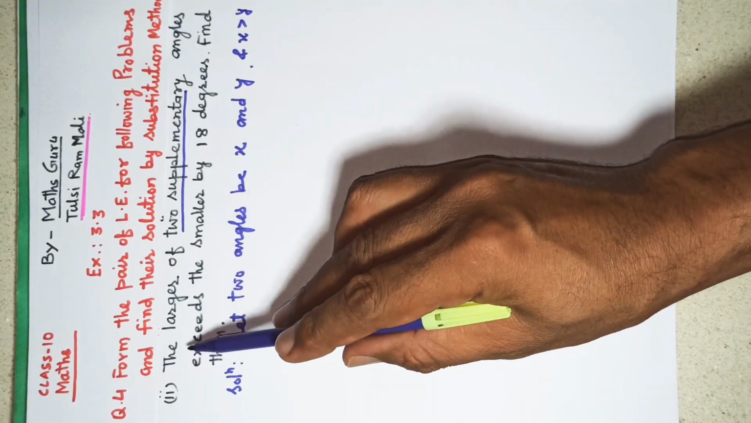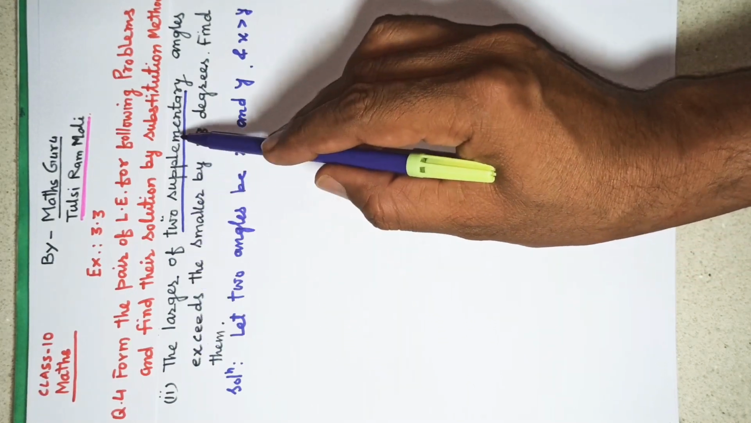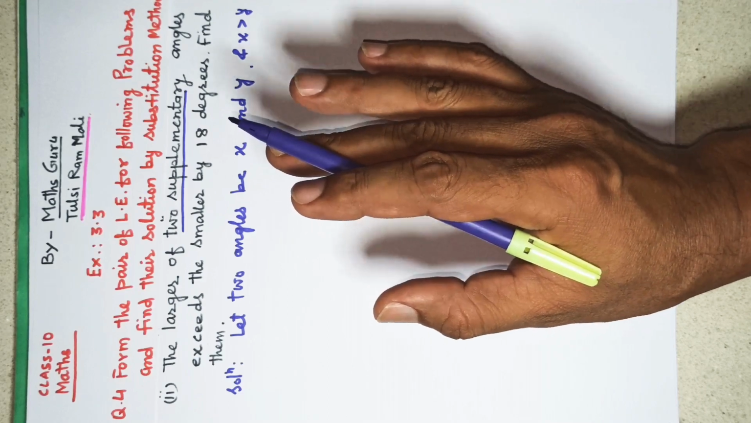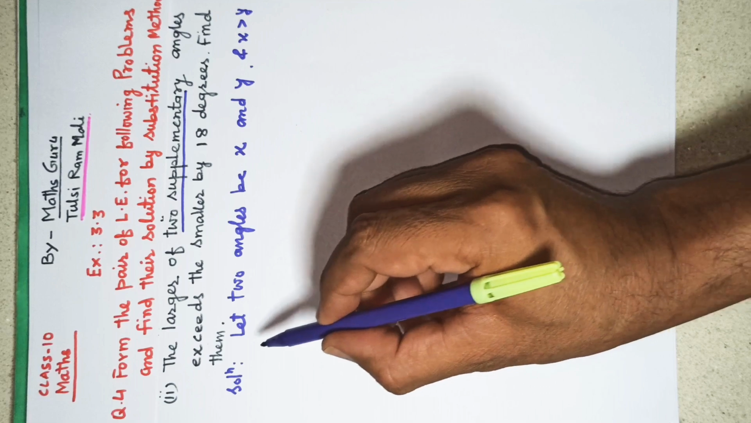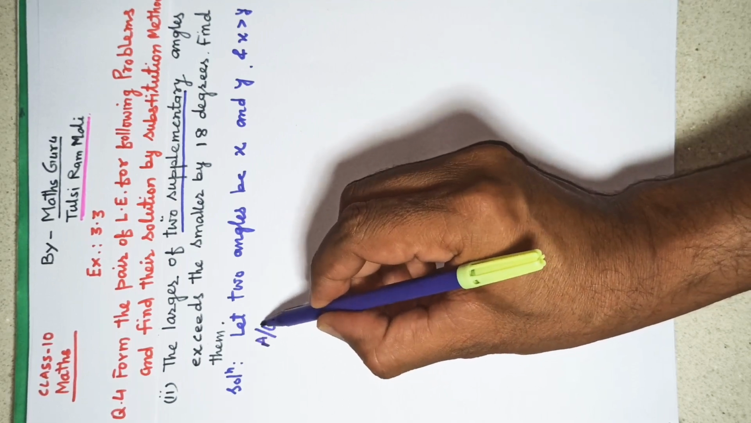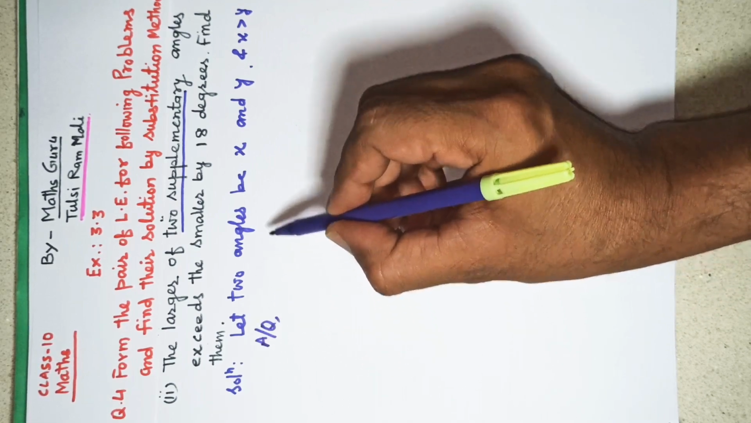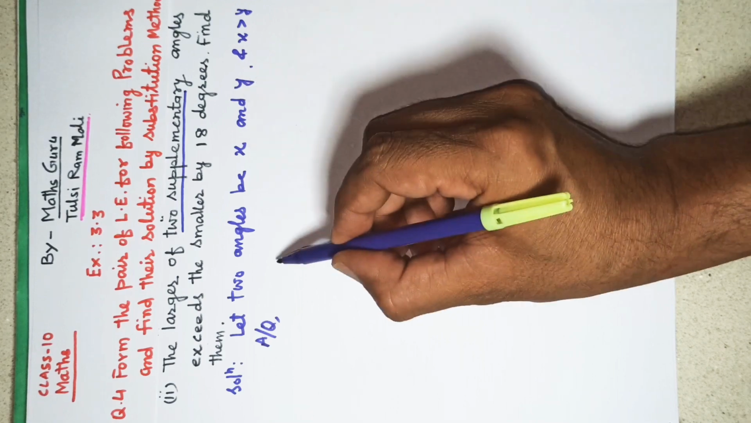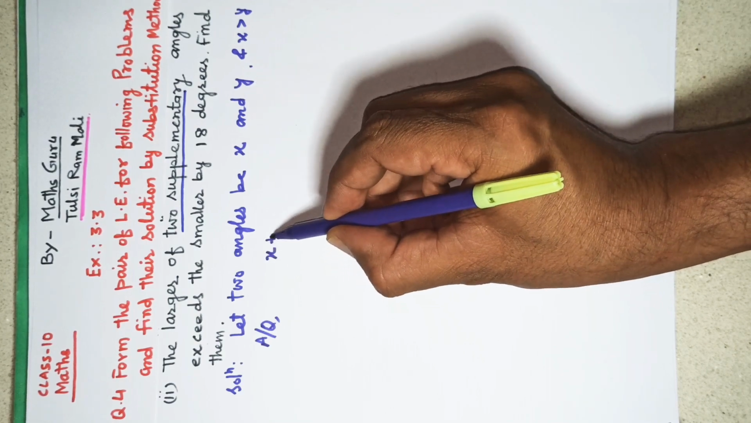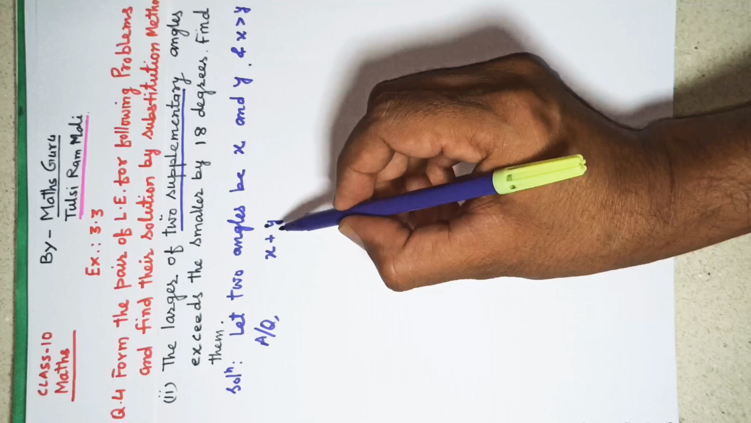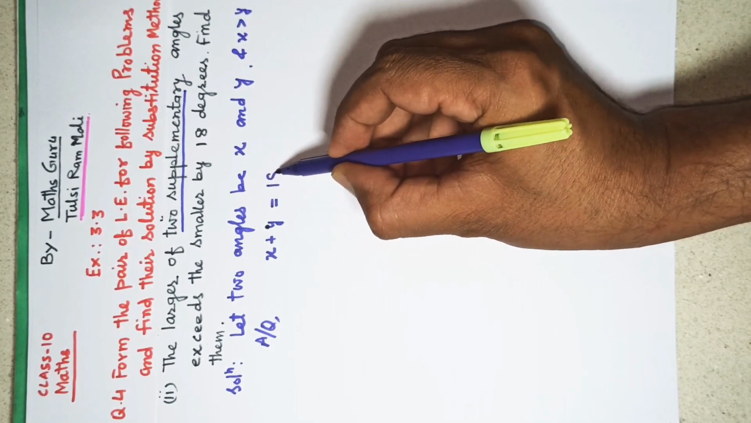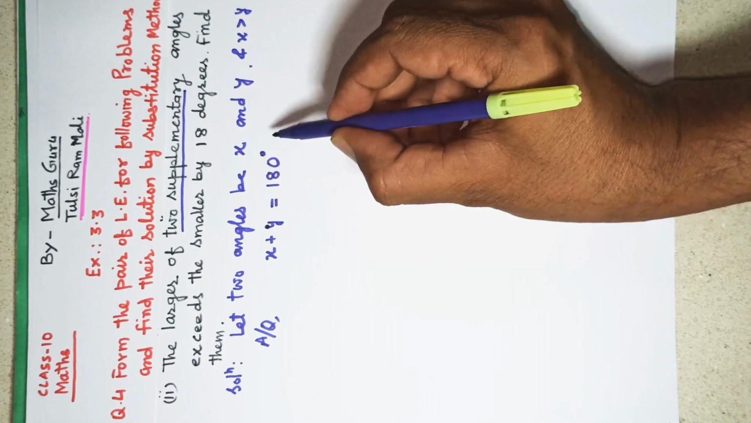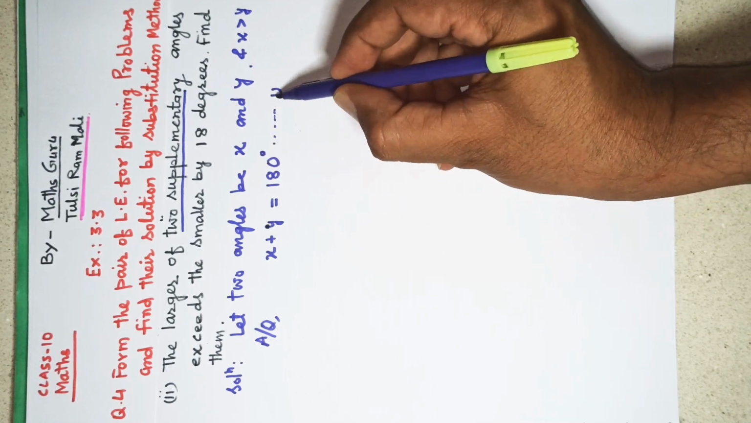According to first, the larger of two supplementary. First of all, you know what the supplementary angles are. Supplementary angles means the sum of two angles is 180 degrees, then they are called supplementary. It means x plus y is equal to 180 degrees. This is equation number 1.